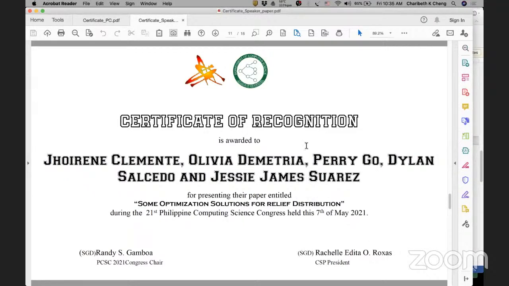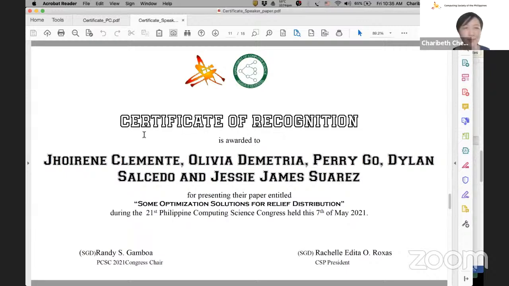And then earlier, so this is for the second paper, the certificate of recognition is awarded to Joyrene Clemente, Olivia Demetria, Perry Go, Dylan Salcedo, and Jesse James Suarez for presenting their paper entitled Some Optimization Solutions for Relief Distribution during the 21st Philippine Computing Science Congress held this 7th of May, 2021. Signed, Randy Gamboa, Congress Chair, and Rachel Edita Ramos, CSP President.